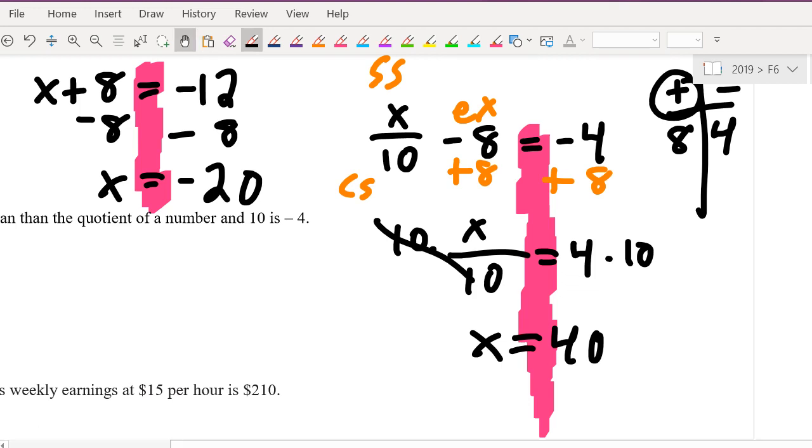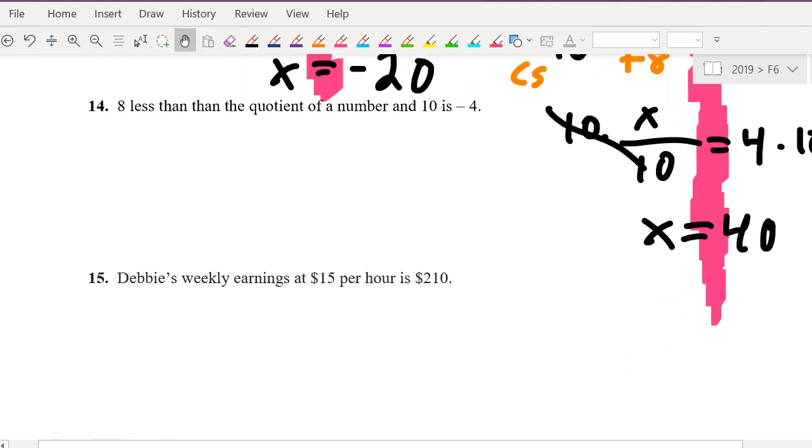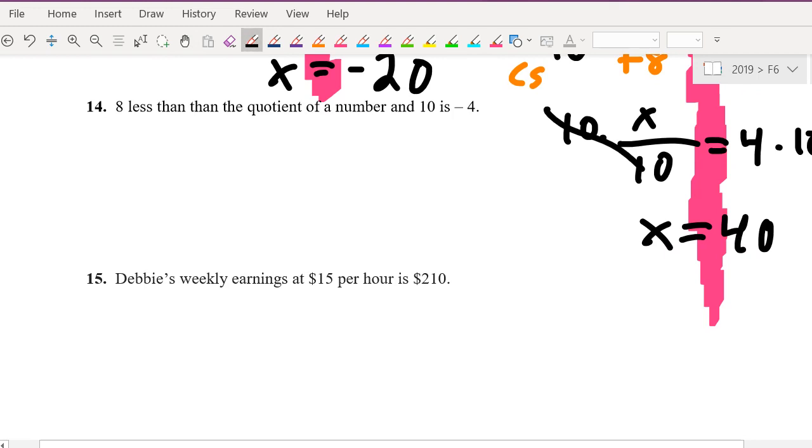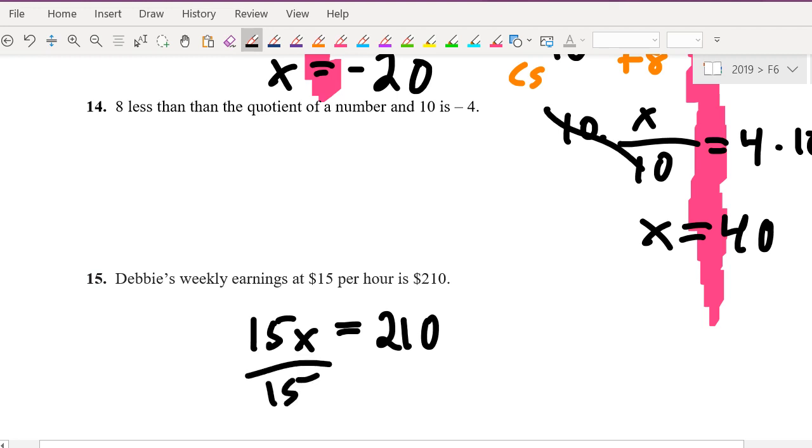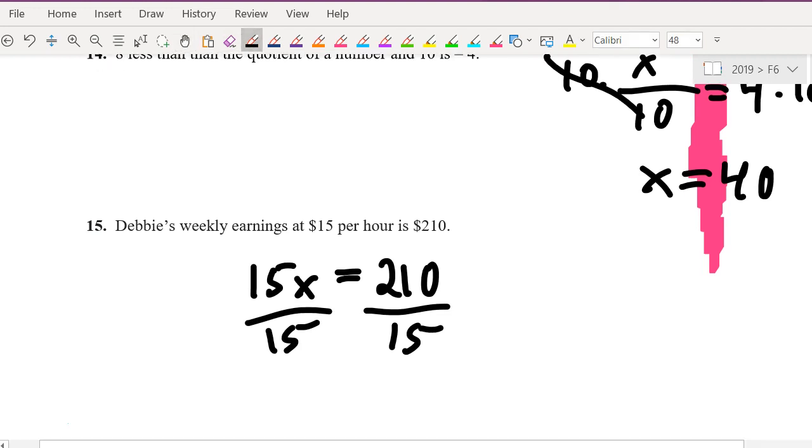All right, last problem. Debbie's weekly earnings. So 15x is equal to 210. How many hours did she work? Well, we need to divide by 15. And it's 14, correct.